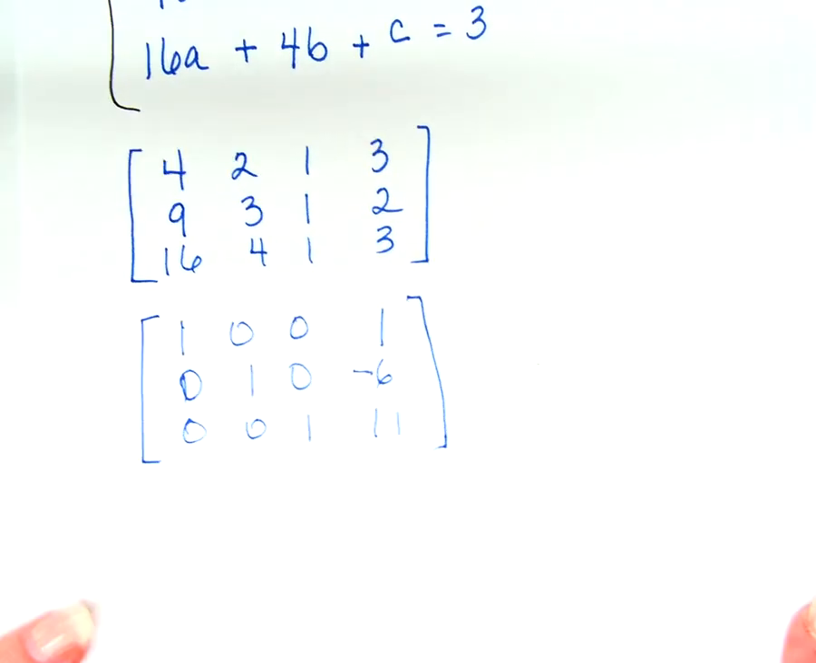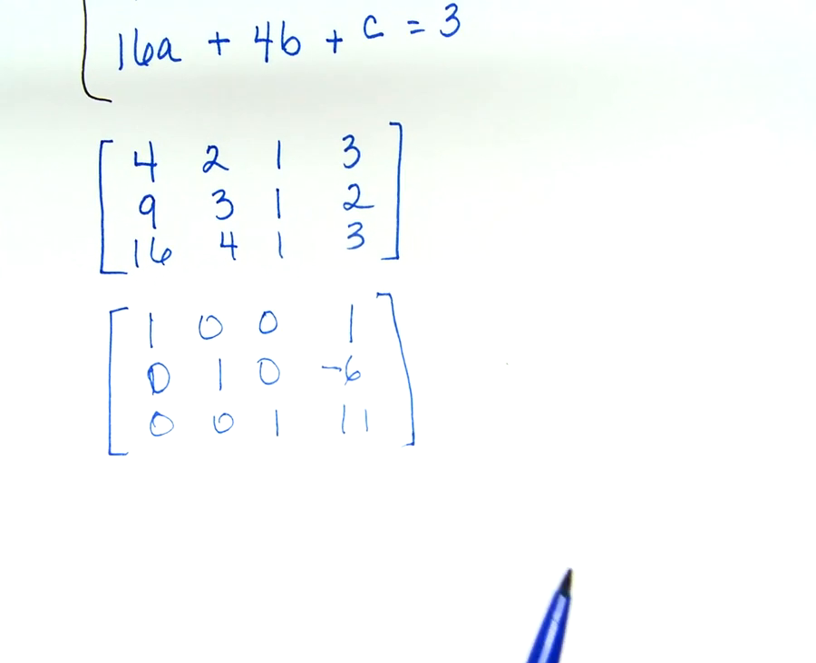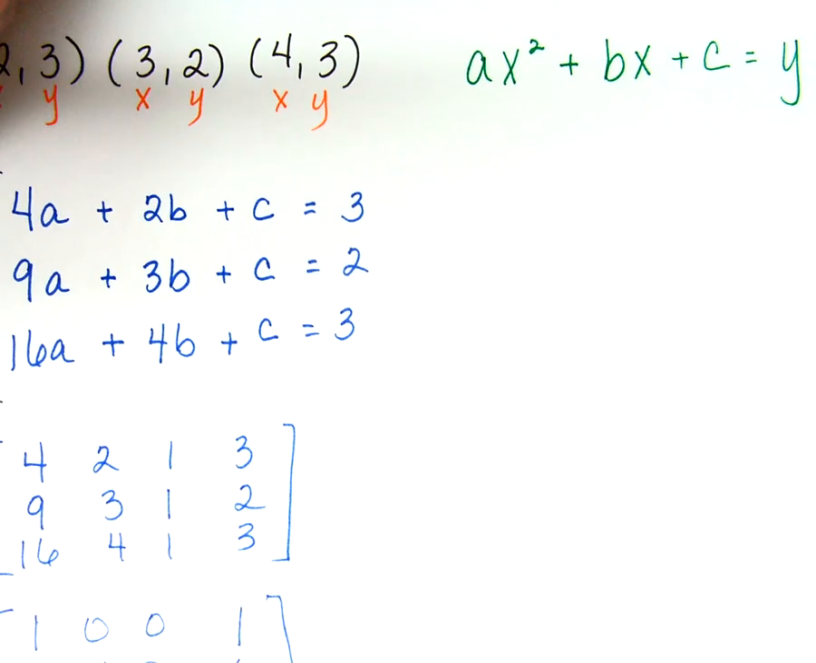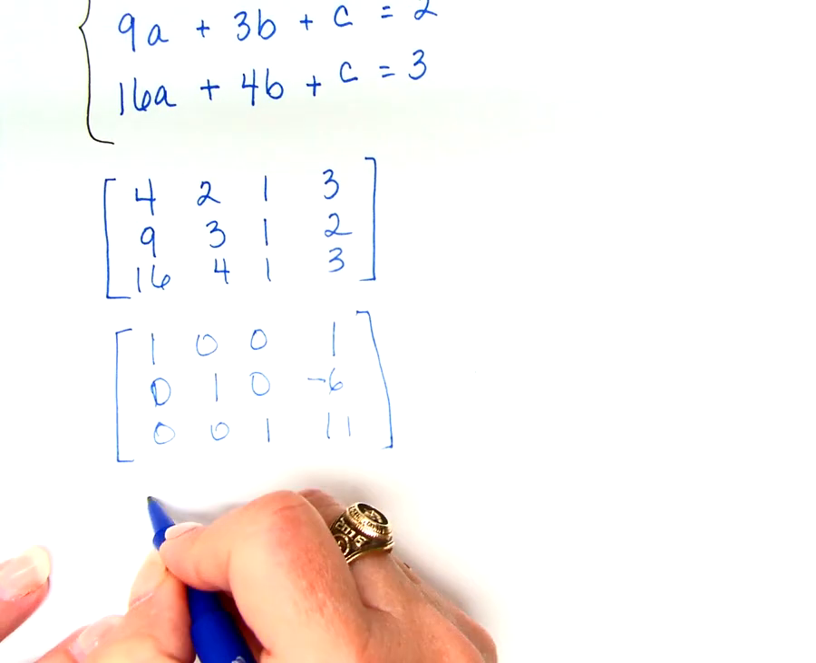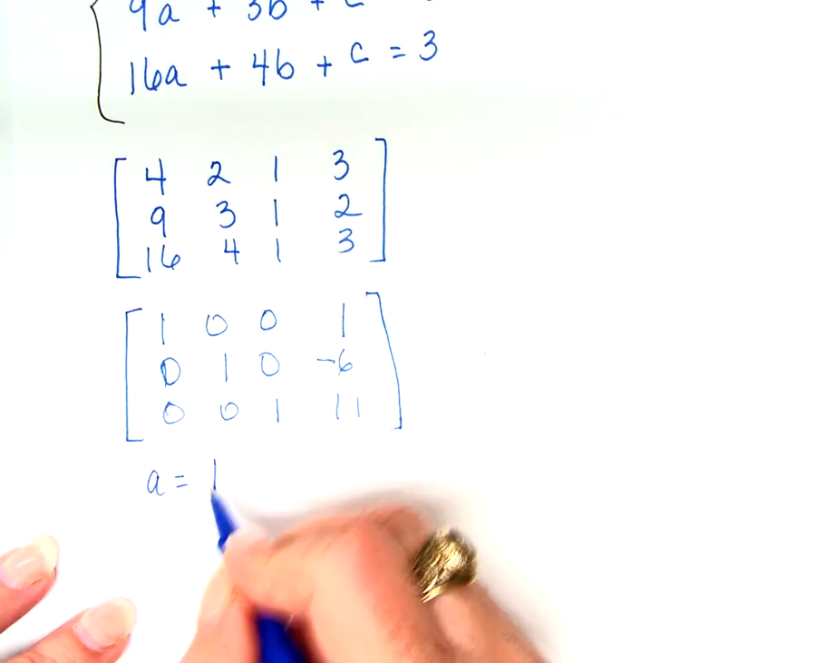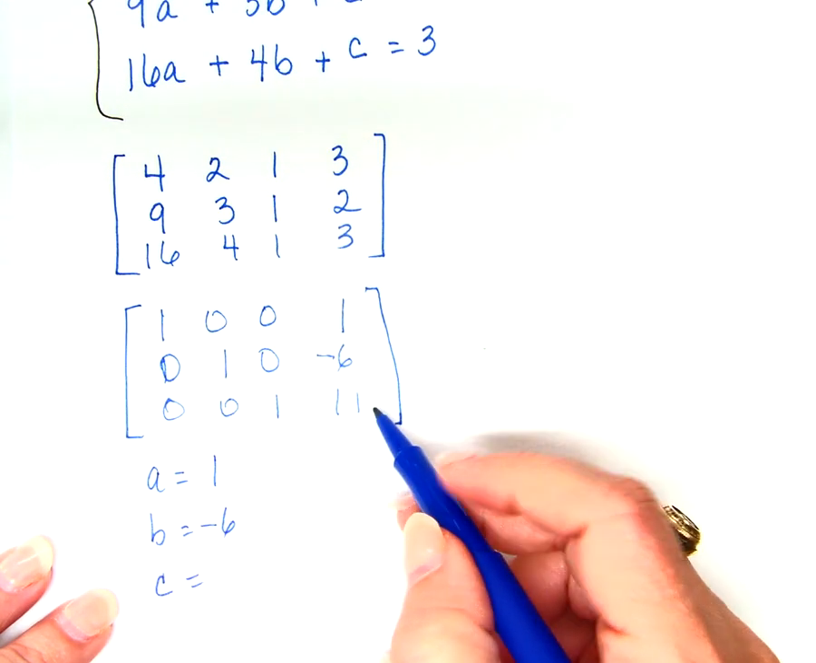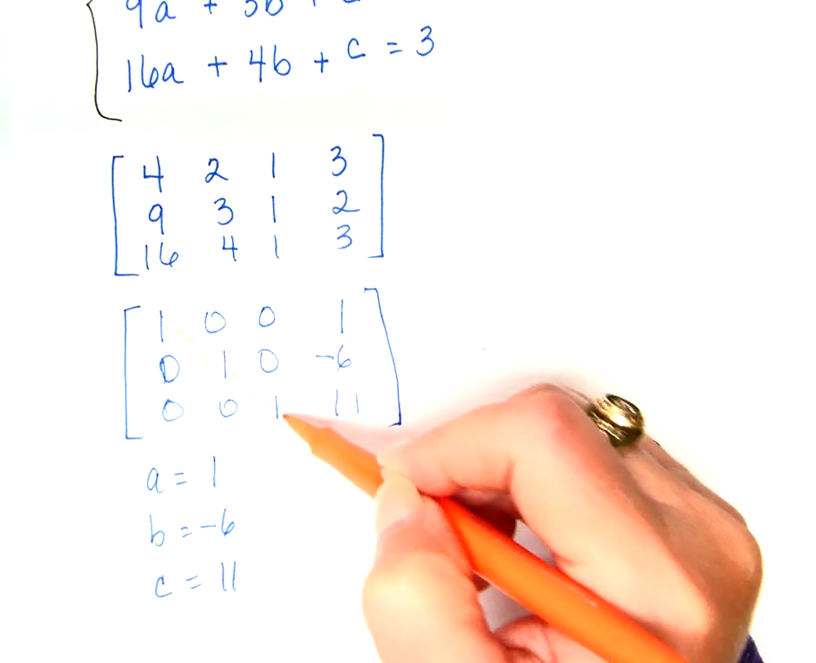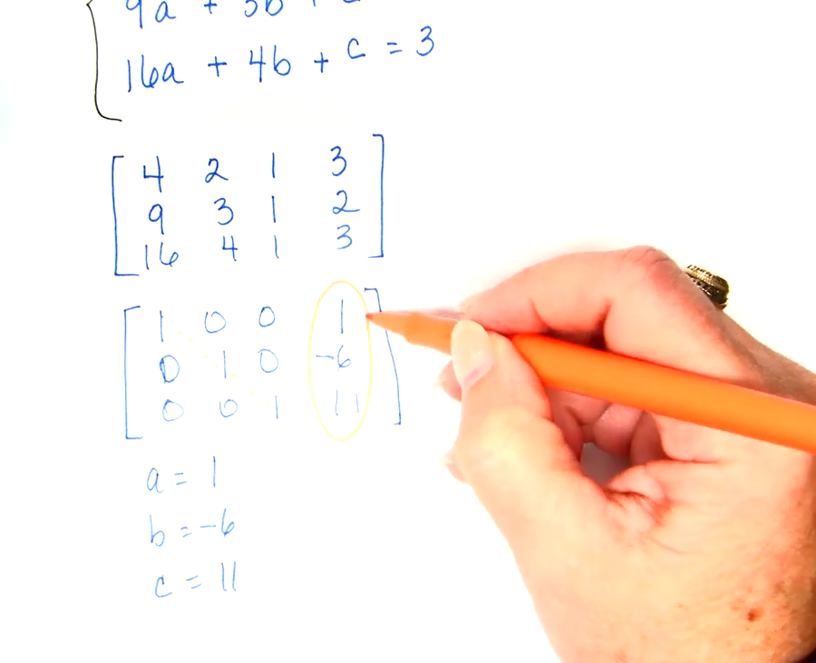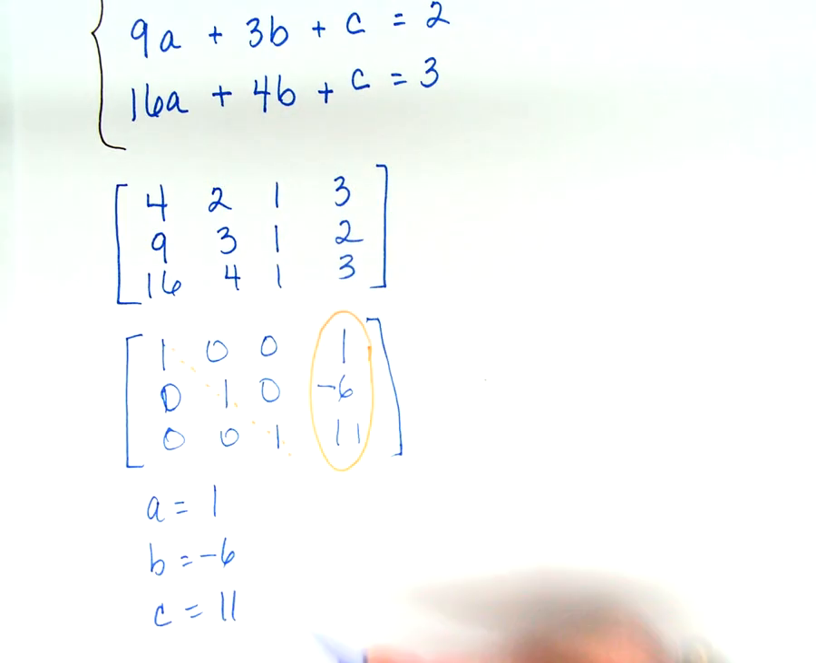Now, what did I just solve for? The last time we did this, it was x, y, and z. Where is an x, y, and z in this equation? What did I just solve for? A, B, and C. So what is A in this problem? 1. What is B? Negative 6. And what is C? 11. And remember, we know that because we have our diagonal of 1s right here, which means that is what I was trying to solve for, the variables from my coefficient matrix. Now this is A, B, and C.